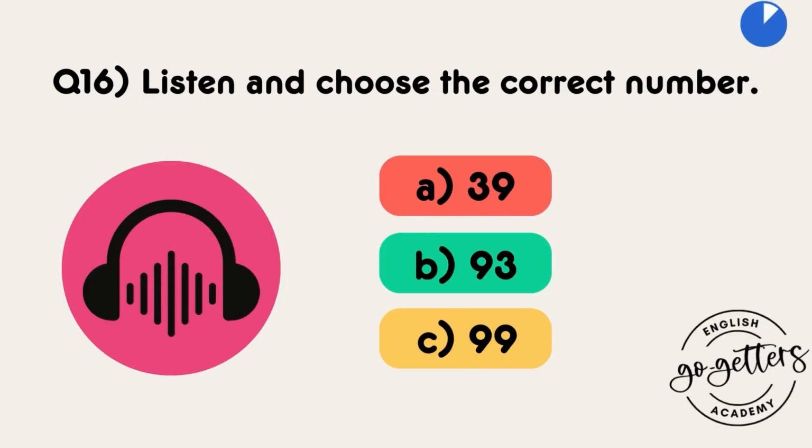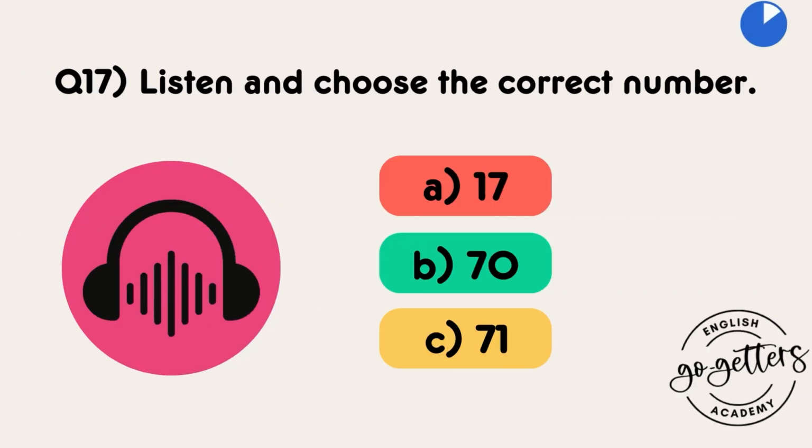Question 16. The number is 93. 93. And the correct answer is letter B, 93. Question 17. The number is 71. 71. And the correct answer is letter C, 71.